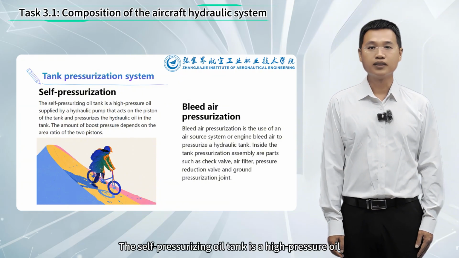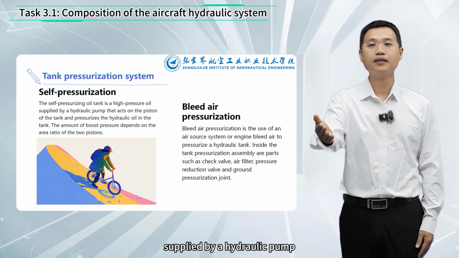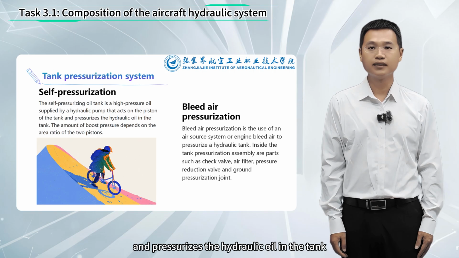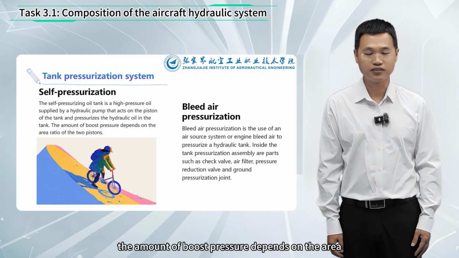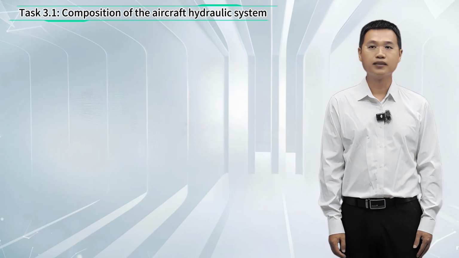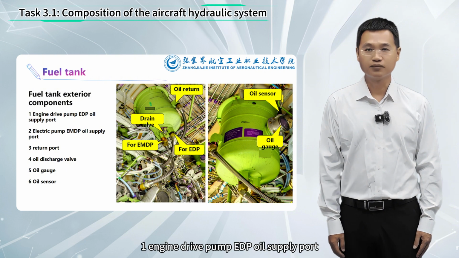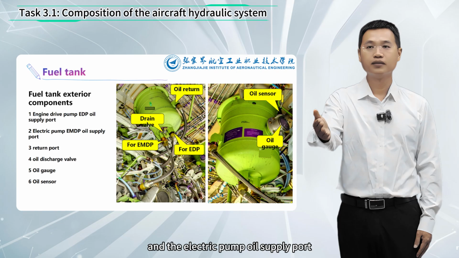The self-pressurizing oil tank uses high-pressure oil supplied by a hydraulic pump that acts on the piston of the tank and pressurizes the hydraulic oil in the tank. The amount of boost pressure depends on the area ratio of the two pistons. Let's meet the fuel tank exterior components. 1. The engine drive pump oil supply port and the electric pump oil supply port.